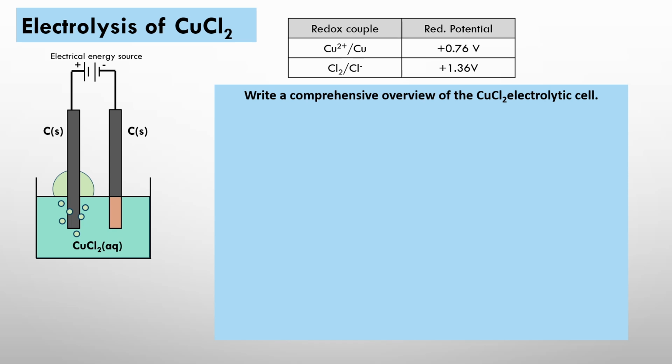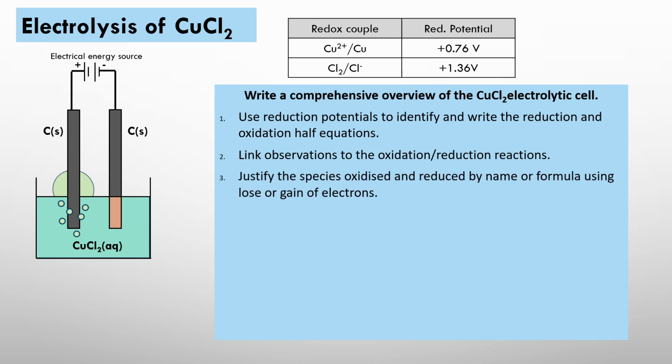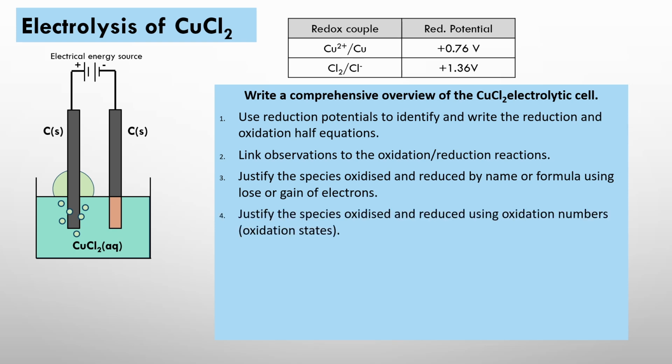Now when we write a comprehensive overview, we're going to put the following in our report. We're going to use reduction potentials here to identify what's been reduced, what's been oxidized. We're going to link these observations here to reduction reactions. We're going to justify which species are oxidized or reduced using gain of electrons or loss of electrons. We're also going to justify using change in oxidation numbers. If we're doing achievement standard 91393 for NCEA level 3, we only need to do one of these, but we should do both of them so that we cover all eventualities.